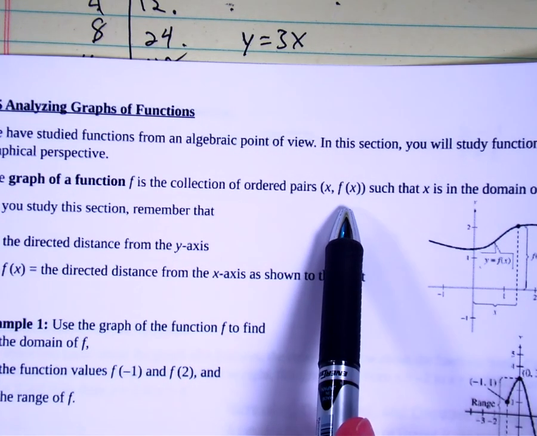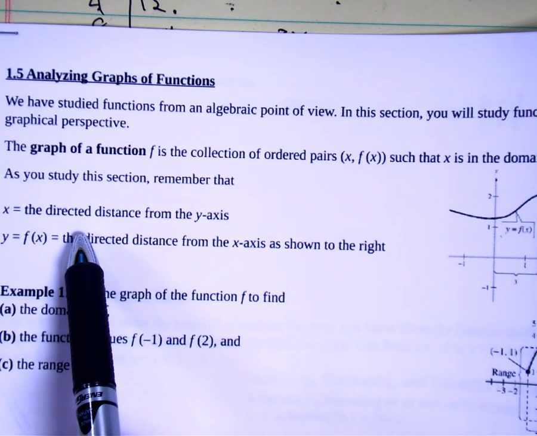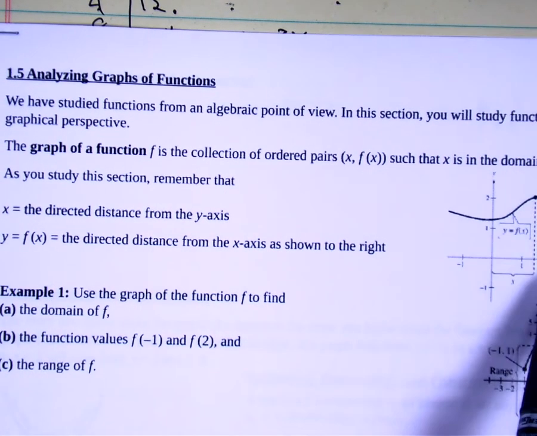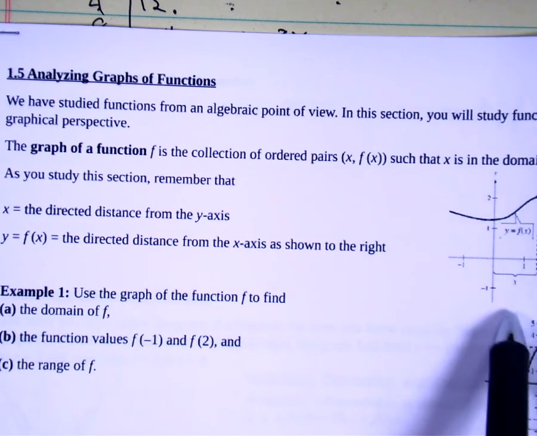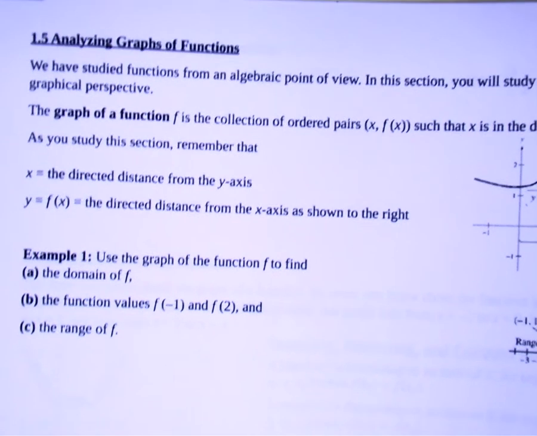X comma y, or x comma f of x. X is how far away you are from the y-axis, left and right. Y is how far away you are from the x-axis, up and down. Pretty common sense stuff there.